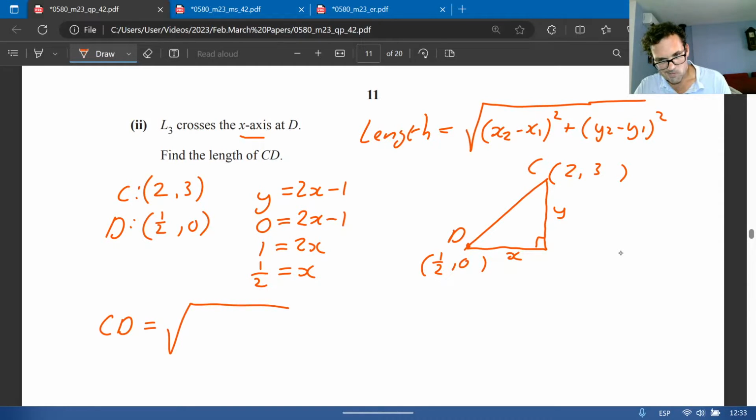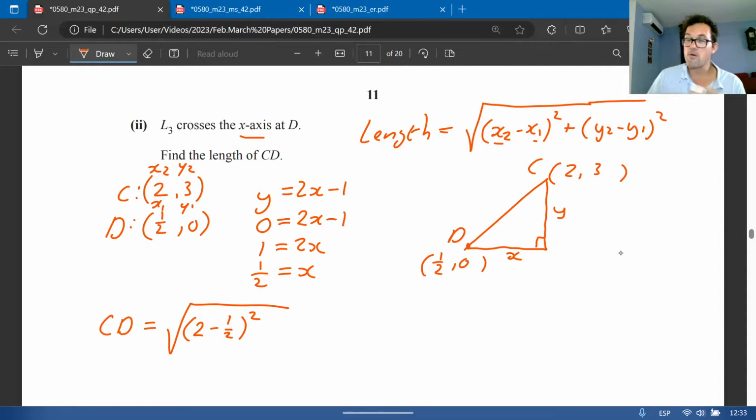So what are we going to do? Let's make this, I know this is weird, I'm going to make this x2 and y2 and x1 and y1. You can do it the other way around, it doesn't matter. Okay, so now if we do 2, because we're using x2 minus x1, so 2 minus a half, squared.